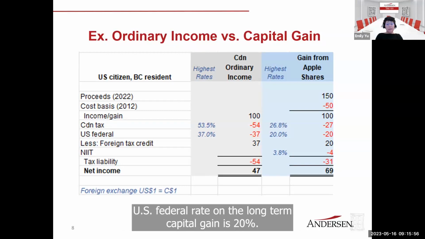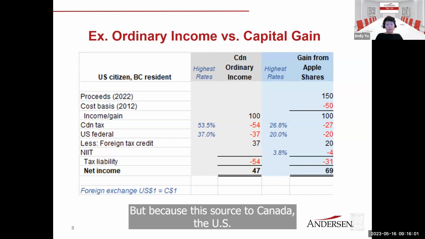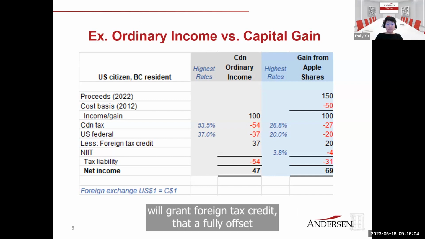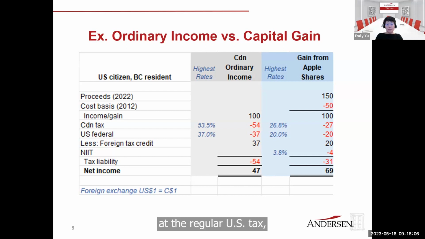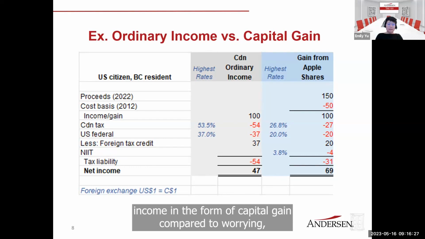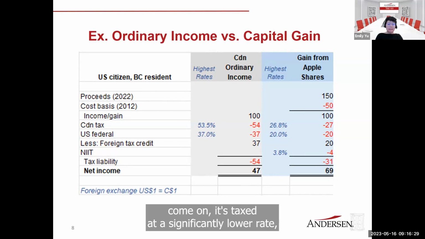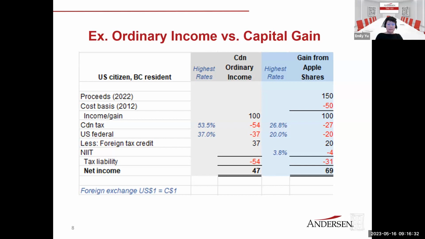The U.S. federal rate on the long-term capital gain is 20%, but because it's sourced to Canada, the U.S. will grant foreign tax credit that fully offsets the regular U.S. tax. It does not offset net at about 4%. So the combined Canadian-US tax rate is about 31%. So as you can see, if you can realize income in the form of capital gain compared to ordinary income, it's taxed at significantly lower rates.